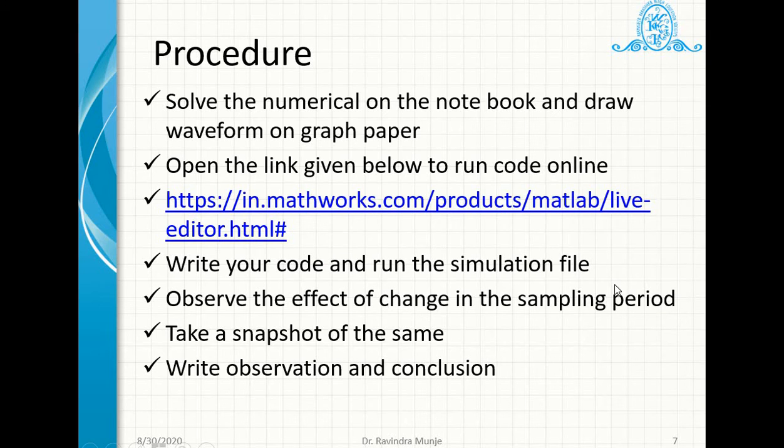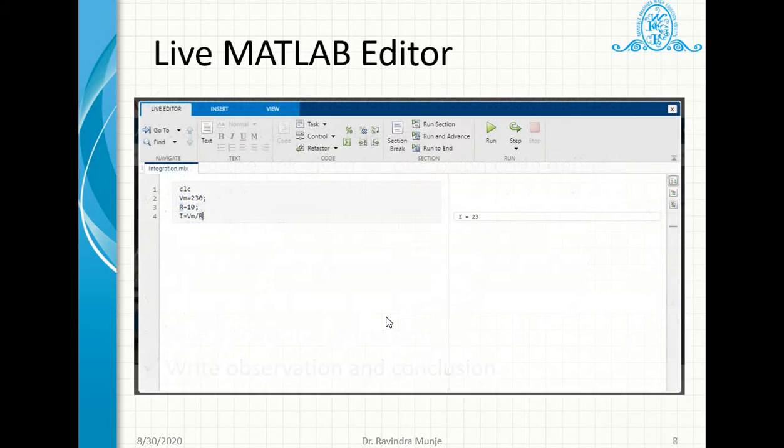Write your code and run the simulation file. Observe the effect of change in the sampling period. Take a snapshot of the same and write observations and conclusion. So here this will be the view of the live MATLAB editor where you can write your values and you can simulate it. Shortly I will explain you.